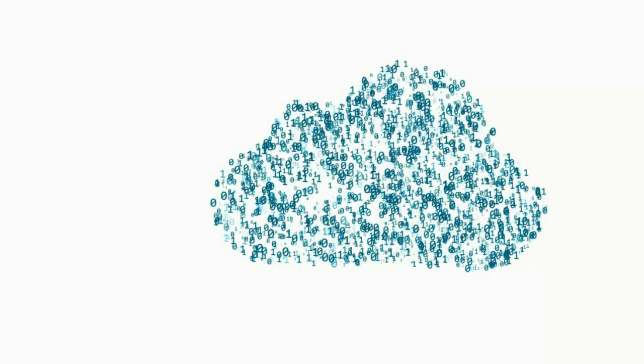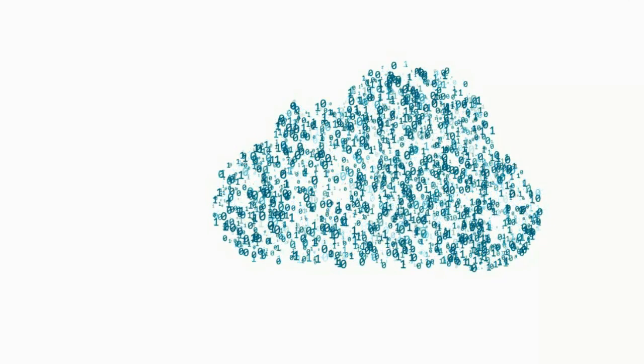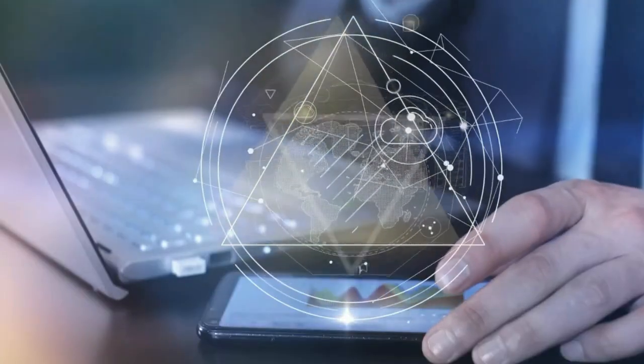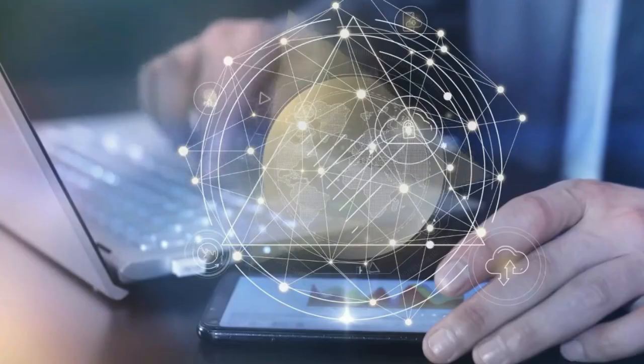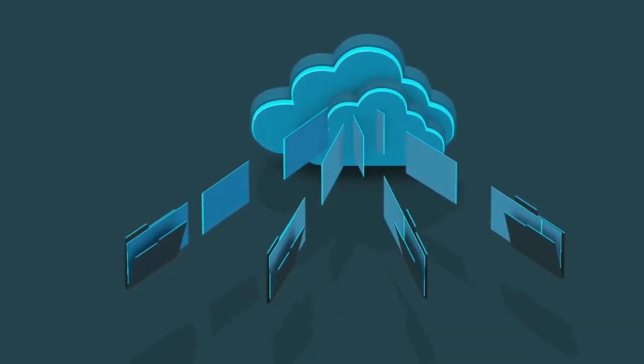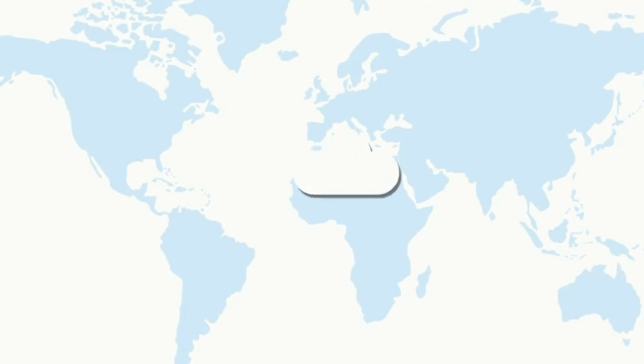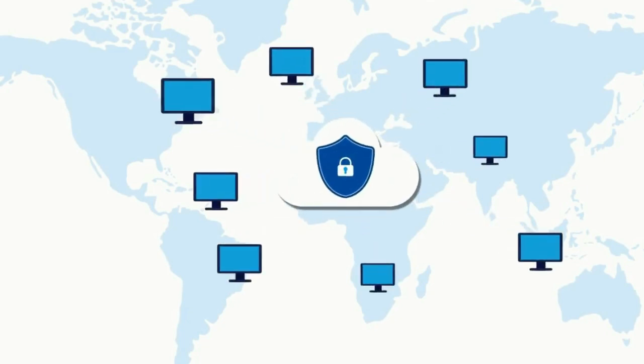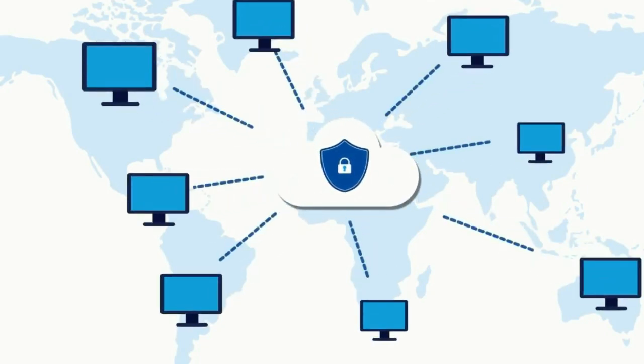Coldline storage is suitable for data that needs to be retained for an extended period but is rarely accessed. It is ideal for storing backup archives, regulatory compliance data, historical records, and other types of data that need to be preserved for long-term retention.